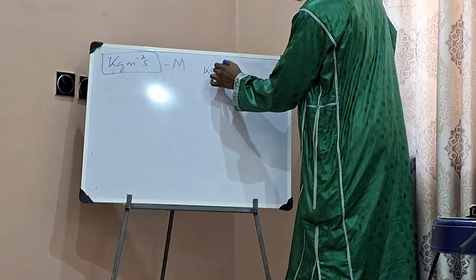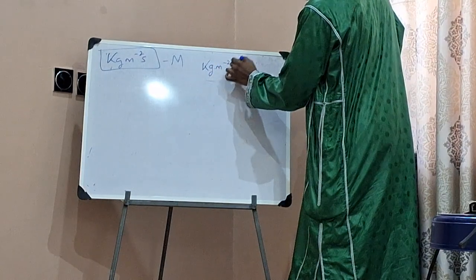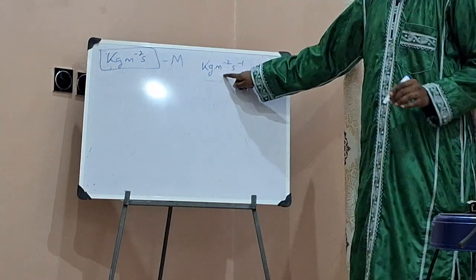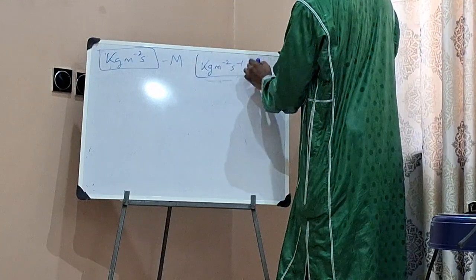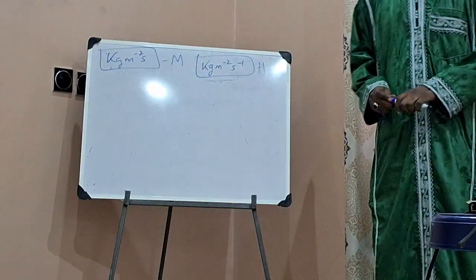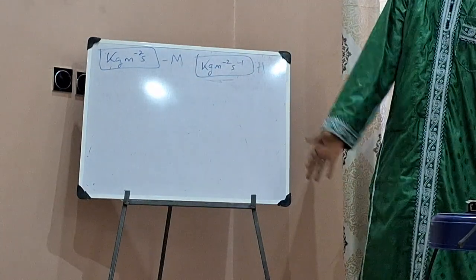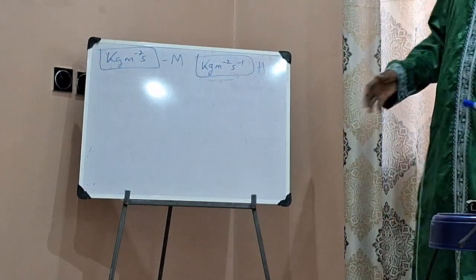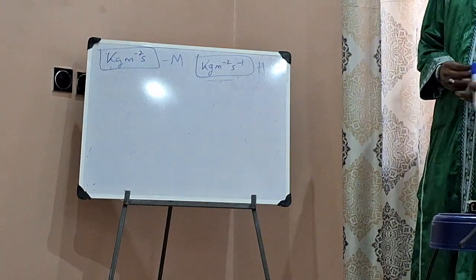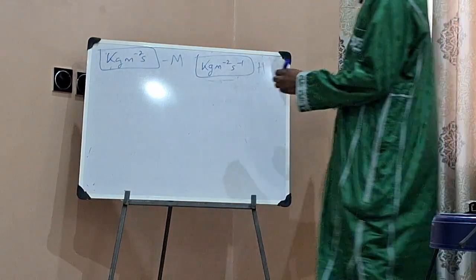Okay, done? What is the answer? Kilogram per meter square per second. Okay. Now, this is Halum's answer. Now, let's work it out and see, because the two answers are different. Let's see which one is correct, because definitely all cannot be correct.